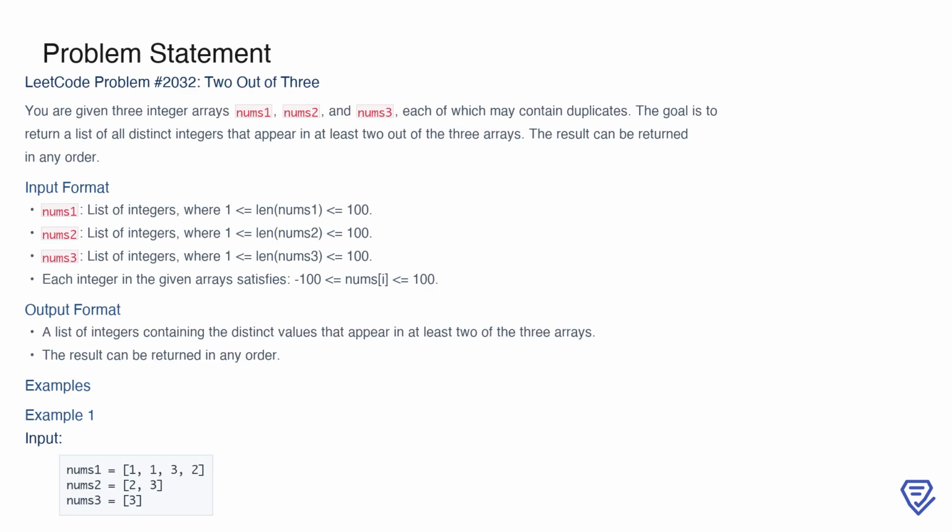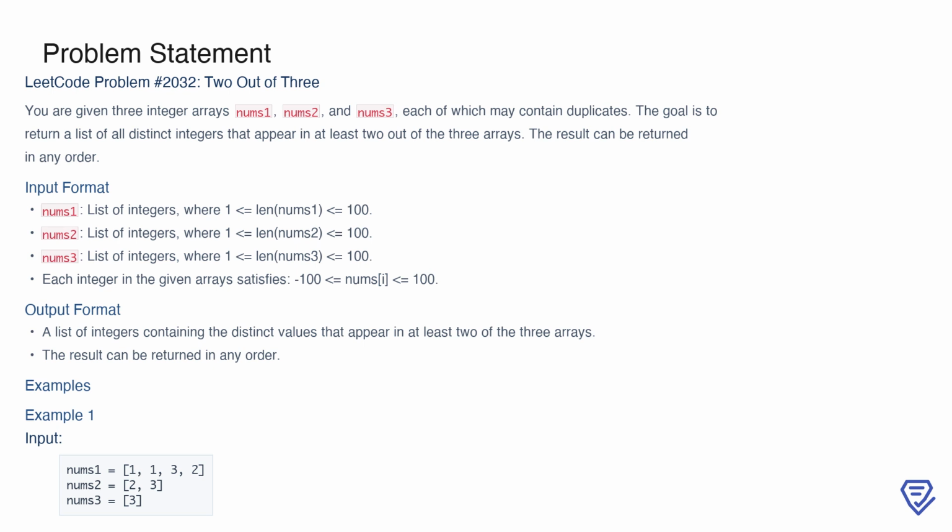In this problem, titled 2 out of 3, we are given 3 integer arrays, nums1, nums2, and nums3. Each array may contain duplicate values. Our goal is to return a list of all distinct integers that appear in at least 2 out of these 3 arrays. The order of the result does not matter, so any valid order of the answer is acceptable.